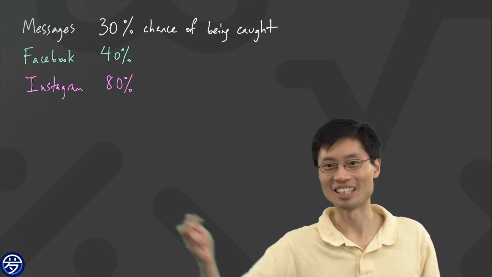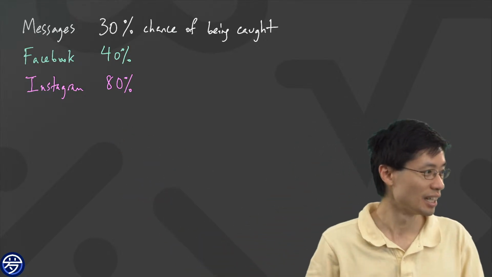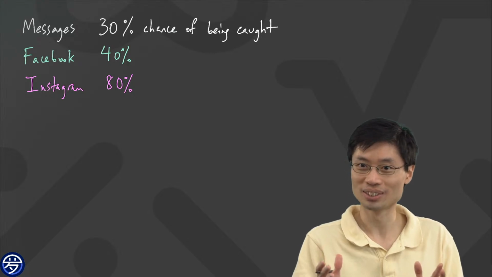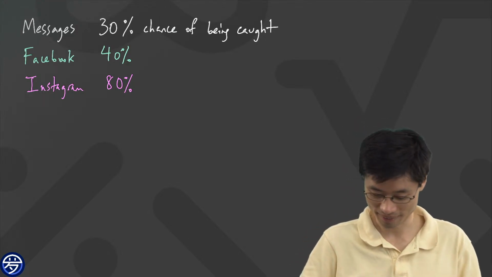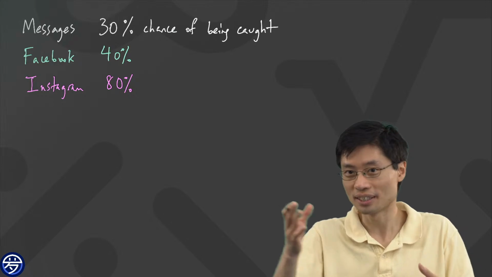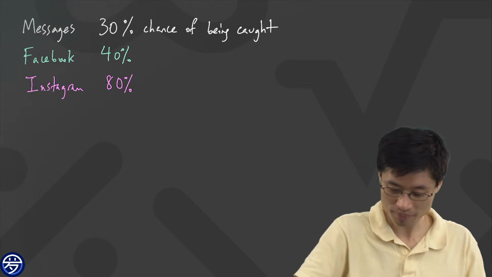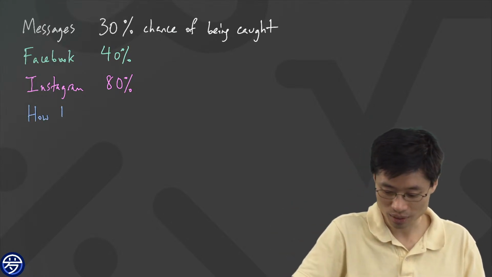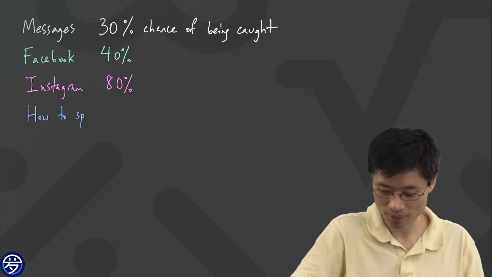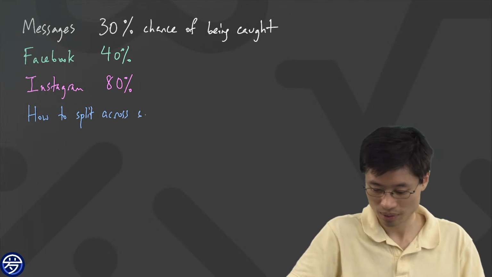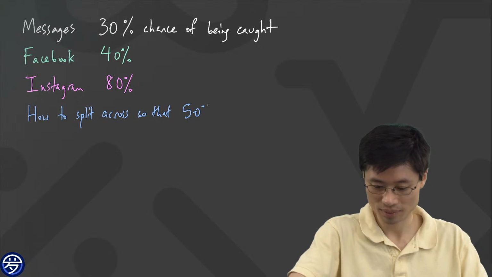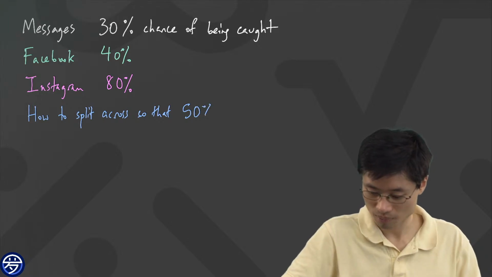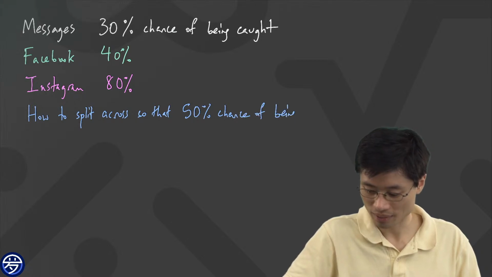Maybe. All right. Anyway, we got all this, but the question says, what should he use to get a combination of 50%? So you've got these three different ways of getting caught. How to split across them so that there's a 50% chance of being caught.